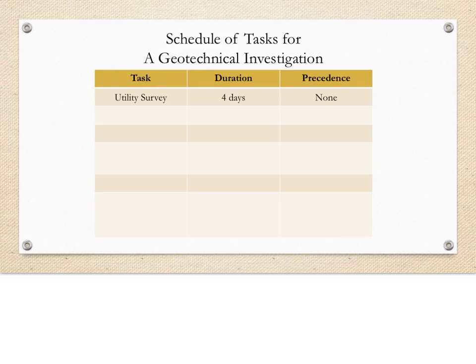Let's take a project, like, say, a geotechnical investigation of a dam in Tennessee. We know that the very first thing that needs to happen is a utility survey, so that when we drill into the dam to receive concrete and soil samples, we don't hit any power lines, water pipes, and things of that nature. We determined that the duration of this task should be 4 days. Since this is the first task, it has no precedence constraints. It begins when the project begins.